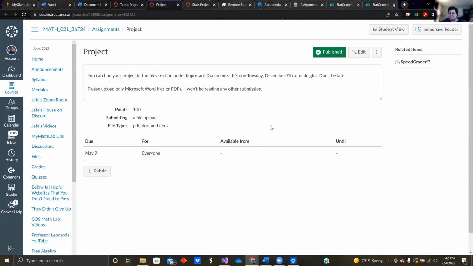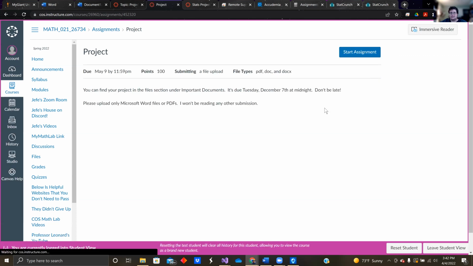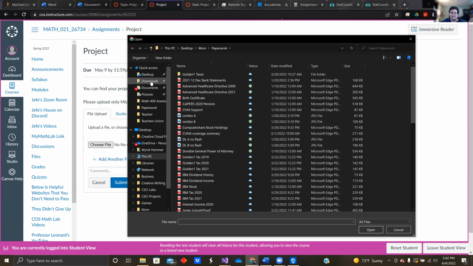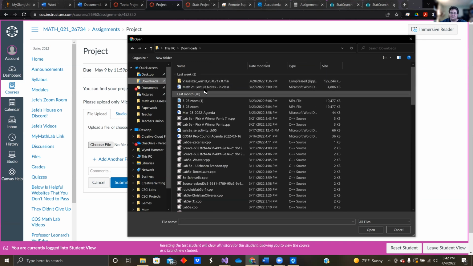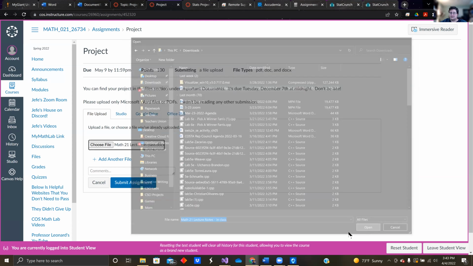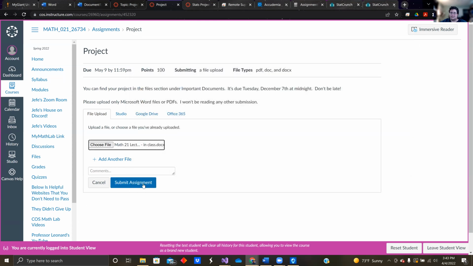For you, it'll actually have a box that says submit. Let me show student view real quick. They'll say start assignment. You click start assignment, choose file wherever you've got it saved. Let's say it's in your downloads. You upload your download, say open, and click submit.